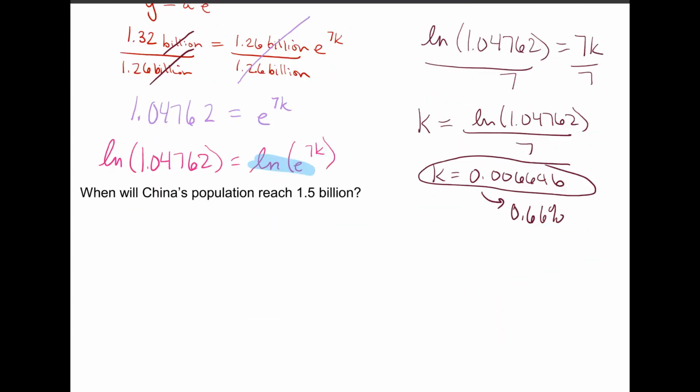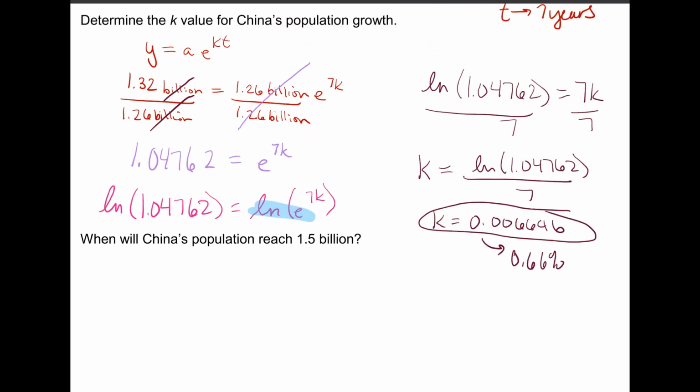Okay, when will China's population reach 1.5 billion? Okay, so I can write the general equation for China's population. I know that y is equal to the initial population. The initial population was 1.26 billion times e to the 0.006646 times t. That's the general equation. I could plug in any time and find out what the population would be. Instead, I know what population I want to reach. I'm gonna solve for time. I'm gonna see how long it takes to make it that way.